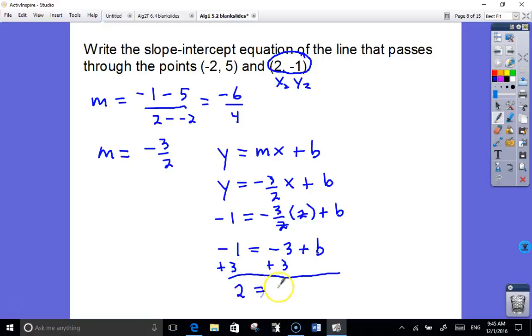2. b equals 2. Okay, so now we can go back up to this equation right here, and let's update the b. Y equals negative 3 halves x plus 2. Again, if you would have used the other value, it would have given you the same equation. So it won't make a difference in the answer which point you use. You have to choose though.